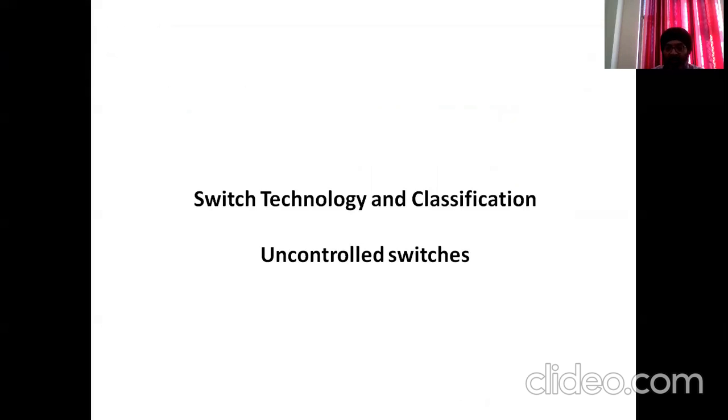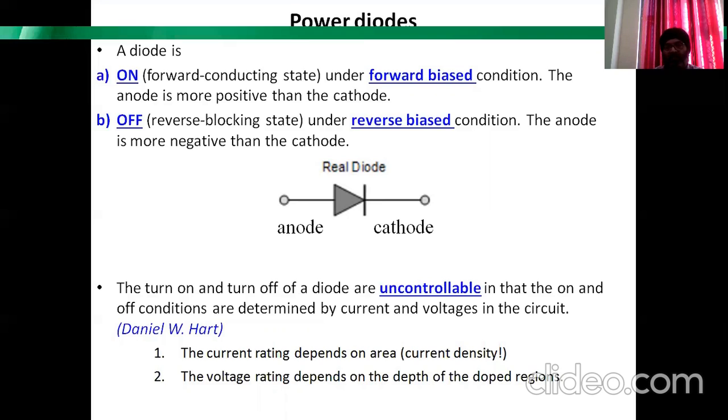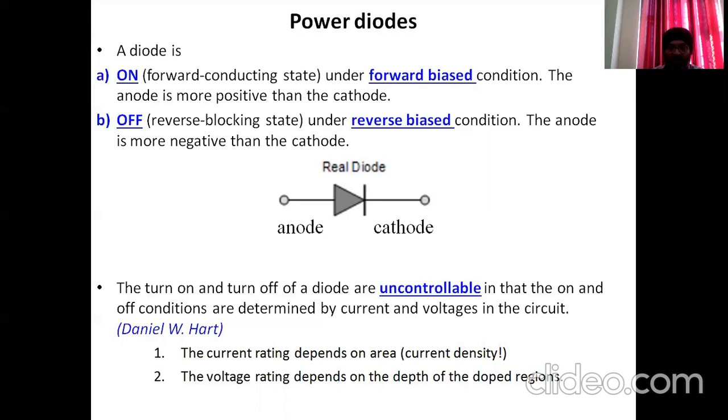So the first one is the uncontrolled switch. The power diode is a classical example of an uncontrolled switch. These power diodes are normally similar to signal diodes, but the difference is that they can be applied in power electronics or high power circuits. So how do we differentiate power diodes from signal diodes? The current density over here is high.